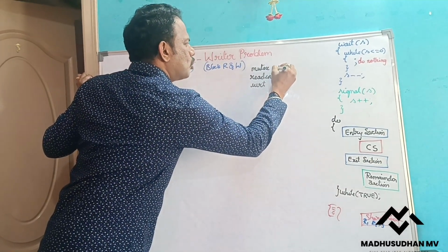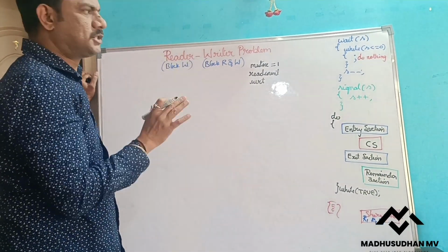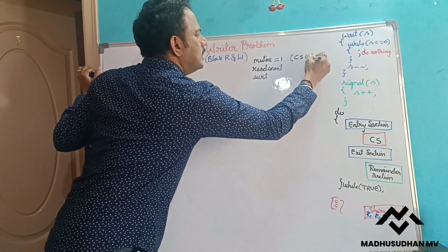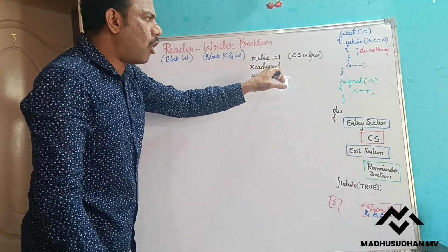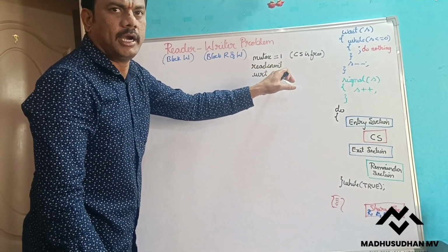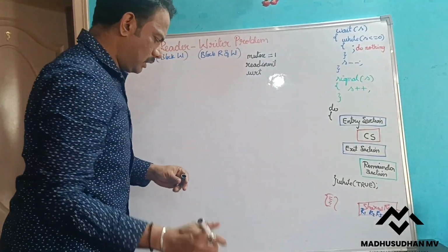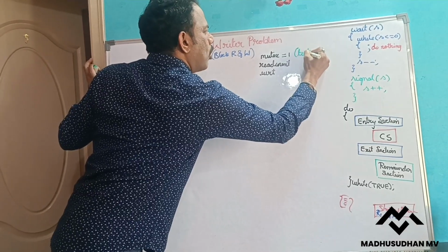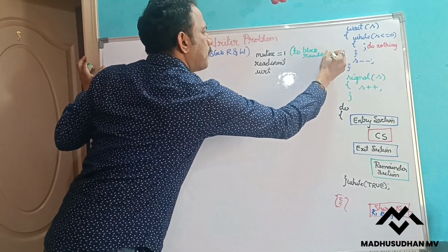Initially, mutex is equal to 1, which indicates nobody is in the critical section. The critical section is free. In this case, it is used to block read count. So we are using this read mutex to block read count. I will tell why.